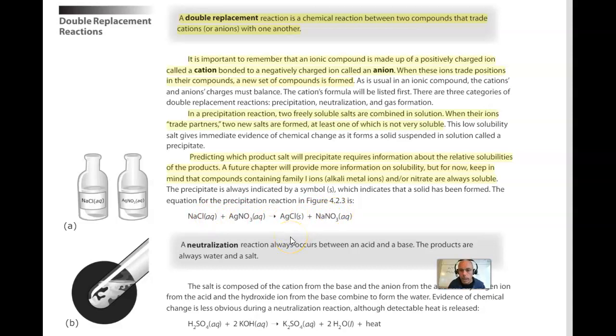The other rule to remember right now is that all nitrates are soluble. Any salt that has NO3 in it is soluble, which is why silver nitrate and sodium nitrate are soluble. Sodium nitrate is also soluble because sodium is a group 1 metal.